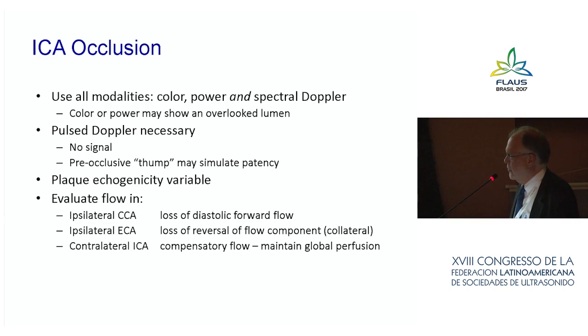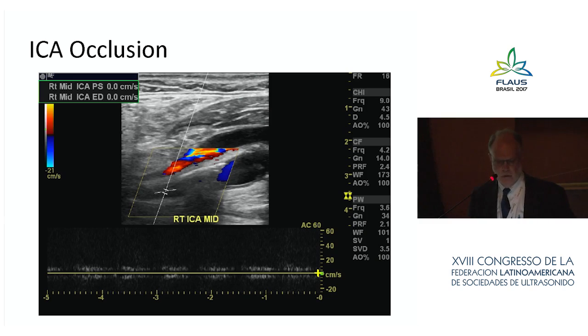And you'll notice in the ipsilateral common carotid artery, there's usually a loss of diastolic forward flow. I think that's the most important thing. The contralateral internal carotid artery may have compensatory flow and increased peak velocities to maintain global perfusion of the brain.